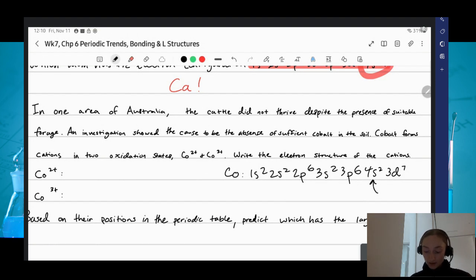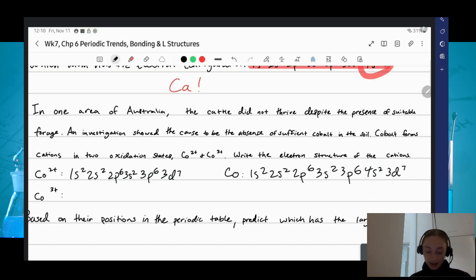It gives it away, so this term right here will be removed. So cobalt 2+ will be 1s2, 2s2, 2p6, 3s2, 3p6, and 3d7. And to revise what I just said, it removes from the nearest lowest energy state, because the D category has a higher energy state, so it's harder to remove the electrons in that category. That's why it goes back to the nearest one, the S category, and that's easier to remove electrons from.